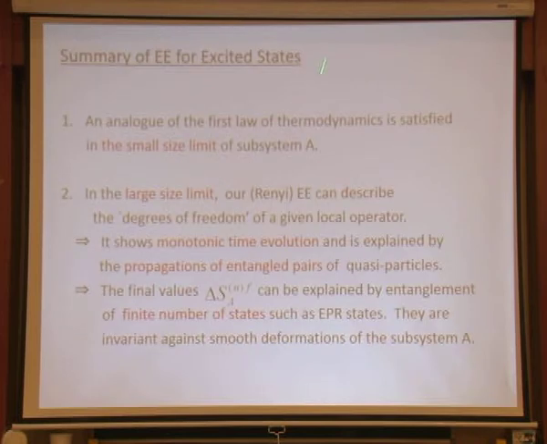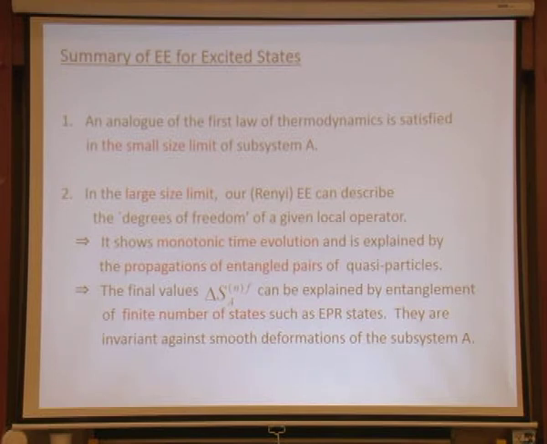So the summary of this excited state is like this. Last lecture, we explained an analog of the first law of thermodynamics, but the relation to thermodynamics is not so clear. It's a different limit, a small size limit of subsystem A. But in the large subsystem limit, our calculation shows that this linear entropy somehow measures the degrees of freedom, not of the theory. Usually, entanglement entropy measures the degrees of freedom of the theory, including the central charge and related quantities. But this is actually the degrees of freedom of a local operator rather than the theory itself. So how complicated the operator is, is measured by this quantity.